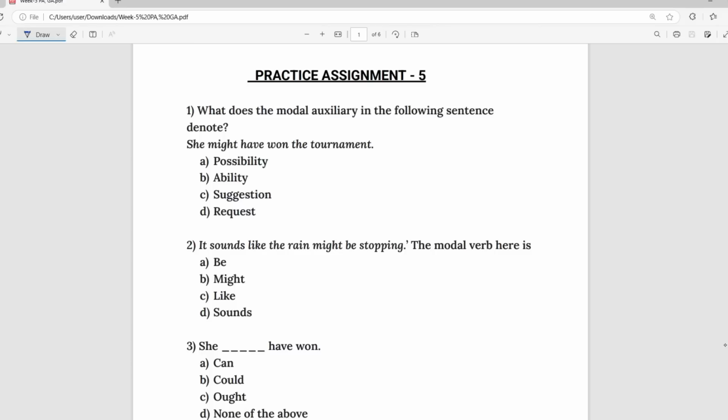First question, what does the modal auxiliary in the following sentence denote? She might have won the tournament. Here the modal auxiliary is might. They are asking what does that denote? Might is used to express possibility in the past. Though we use it for lesser probability, still we use it but in the past. So the answer is possibility.